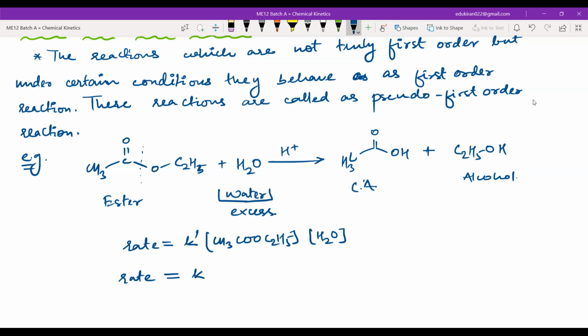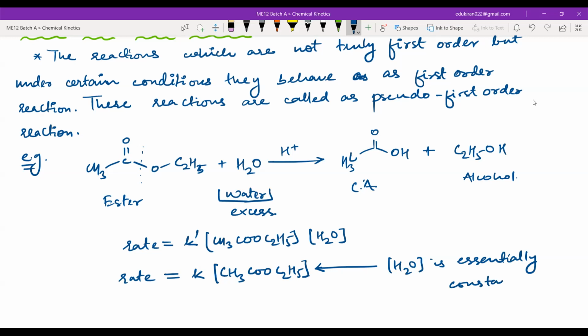That is why I will write that this is the true rate, which is equal to K into CH3COOC2H5. Okay, so this is the rate of this particular reaction. Why? Because the concentration of H2O is essentially constant. So please write this example in the definition.